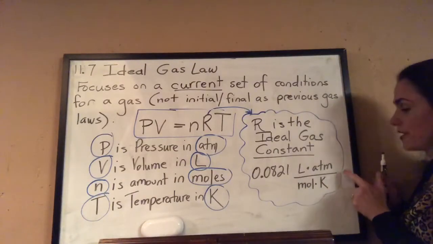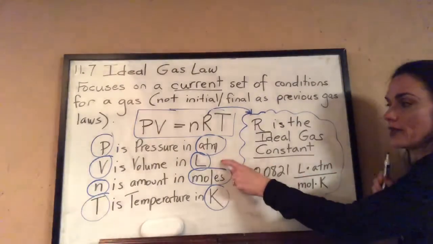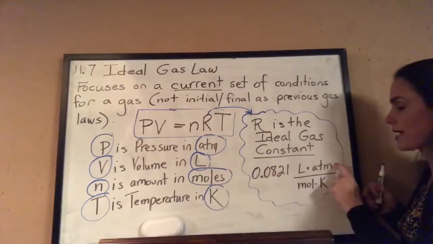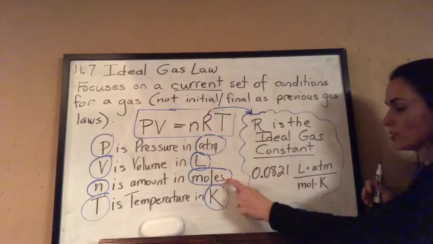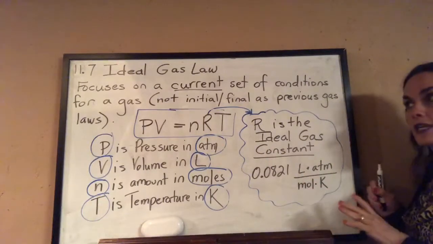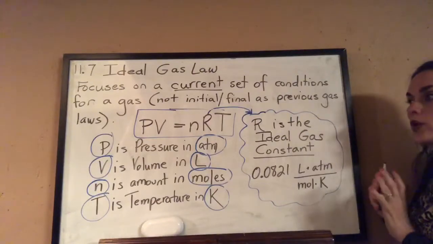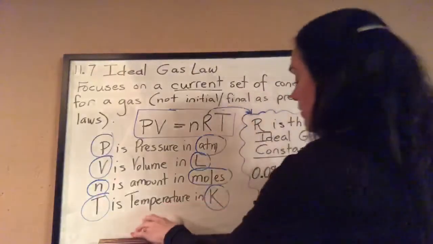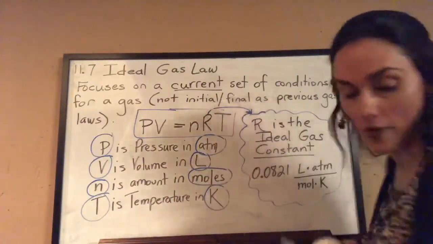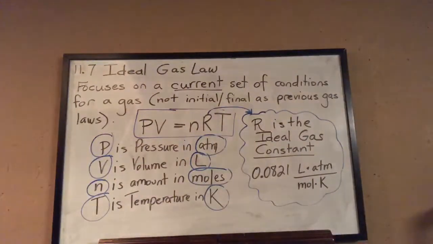See this here? This is why these need to be like that. They need to match, okay? Liters, liters, atmosphere, atmosphere, moles, moles, Kelvin, Kelvin. Okay, so the ideal gas law, we need to be particular with the units. Okay, so if we have anything different than these units, we need to convert them. Let's do some problems with the ideal gas law.